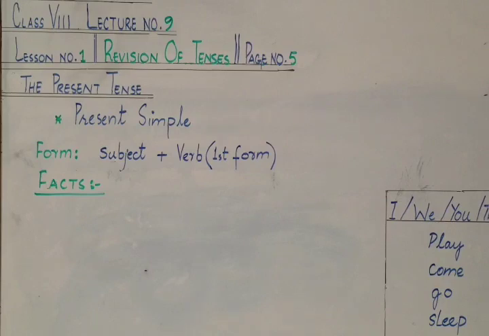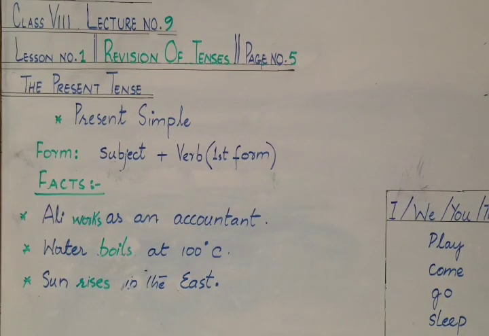Present simple tense also talks about facts. Let's see some examples. Ali works as an accountant. It's a fact about his life. Ali works very well. It's also a fact about his ability. Water boils at 100 degrees Celsius. Sun rises in the east. It's a universal fact. It's a universal truth. So, a fact can be about people or a person or the things in the world. So, that's present simple tense.